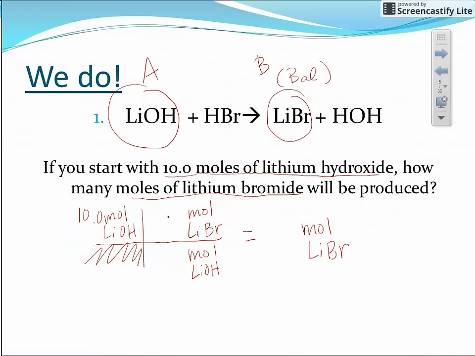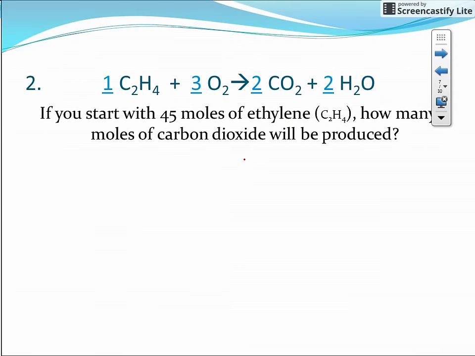So again, we're going to get these numbers. This is our mole ratio. It comes from the balanced equation. Since this is a balanced equation already, it's a 1-to-1 ratio. This lets moles of LiOH cancel. So obviously 10 times 1 divided by 1 gives you 10.0 for your answer here. Okay, that was pretty simple. Let's look at another example.